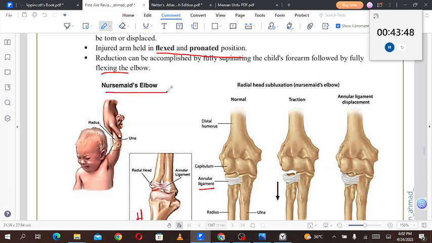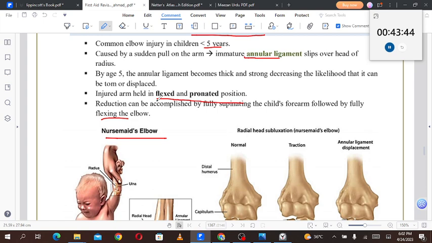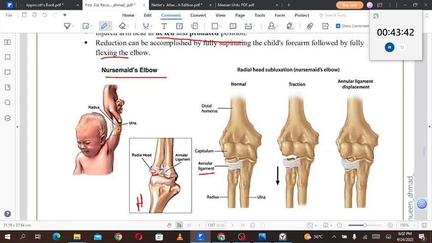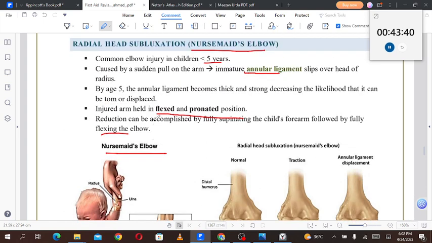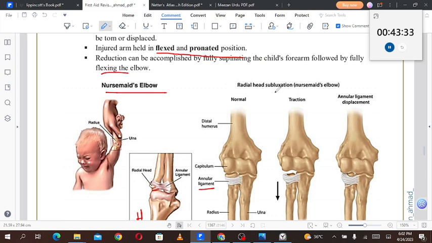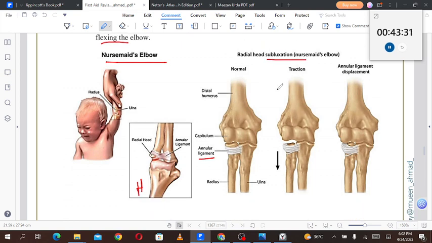Okay, so here's the nursemaid's elbow. If somebody pulls on the arm of a child who is 5 years or less, it can cause slippage of the radial head from the annular ligament. You say that radial head subluxation will be there.